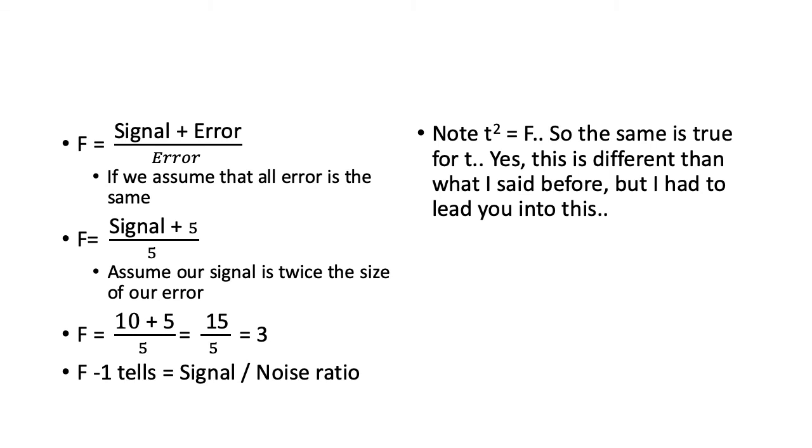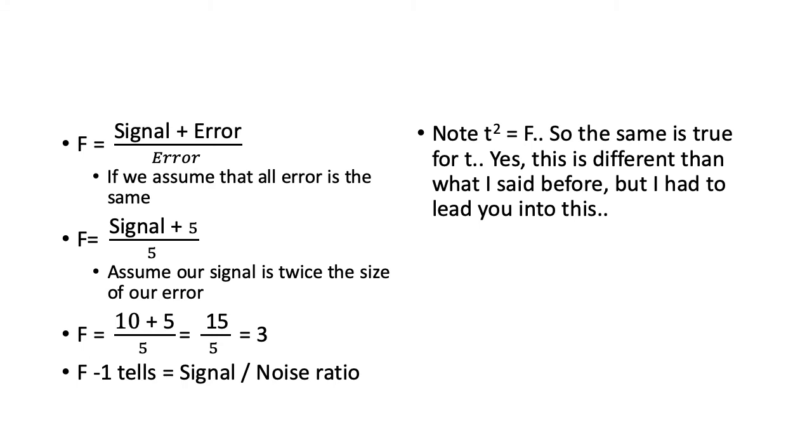I want to continue with this example. Let's start a new one. Our signal plus error over error ratio. We are making the same assumption. All error is the same. And let's assume our signal is twice the size of our error. So now we get an estimate of F that's 10, which is twice the size of our error, which is 5. So 10 plus 5 divided by 5 equals 15 divided by 5, and that equals 3.